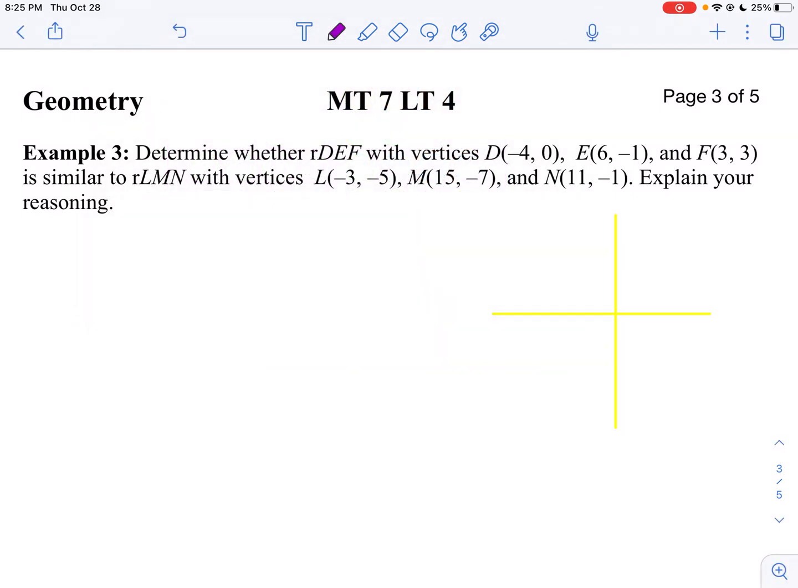So I'm going to have negative 4, 0. I'm going to have 6 and negative 1. And my third point is going to be 3, 3. I'm going to connect those so we can see that.